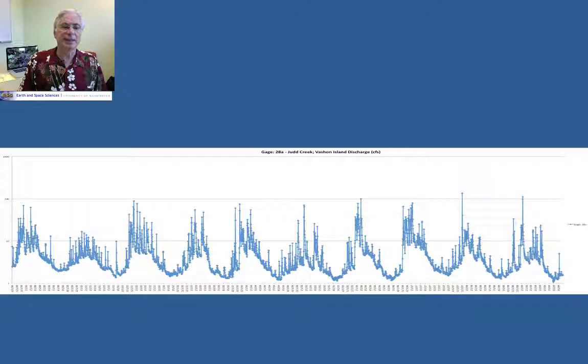Now you can see the buildup of base flow during, and also notice this is a log plot. We're going from 1 to 10 to 100 to 1,000. As you can see, Judd Creek flows in the range of a few cubic feet per second up to almost 100 cubic feet per second during precipitation events.